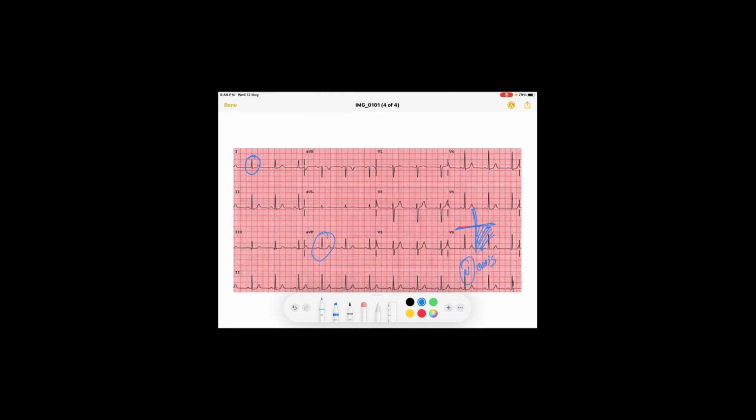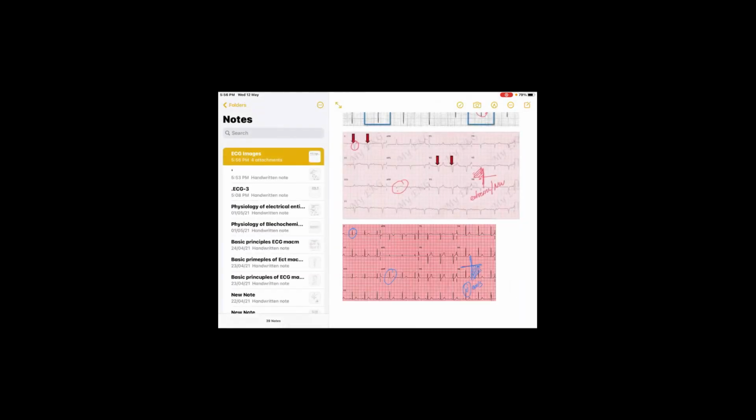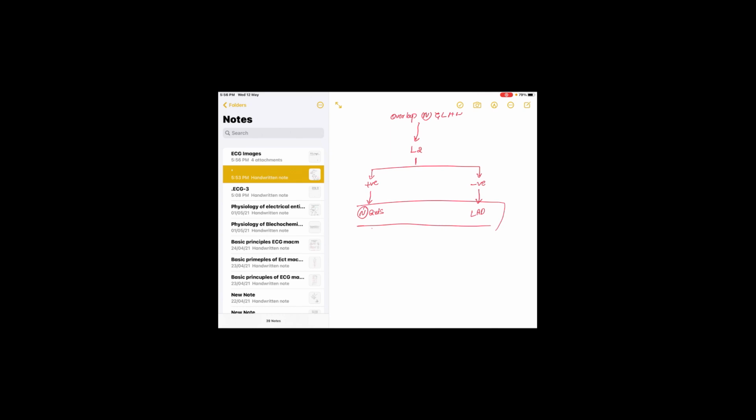So this is how we have interpreted the different axes and waves, the different electrical activity of the heart. Further, this helps us to know the various pathologies in the heart and the axis deviation, whether it is right ventricular or left ventricular hypertrophy, and other pathologies.